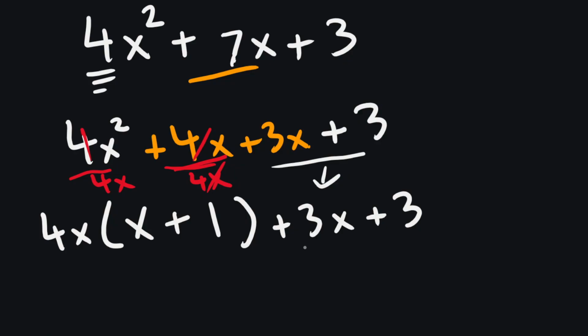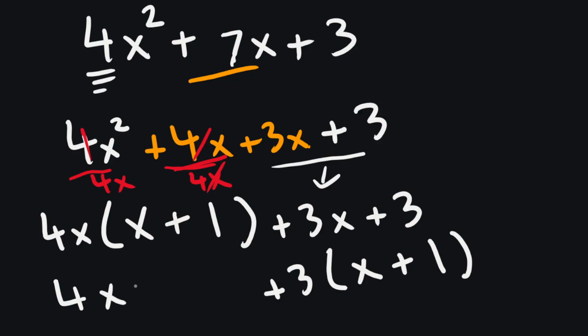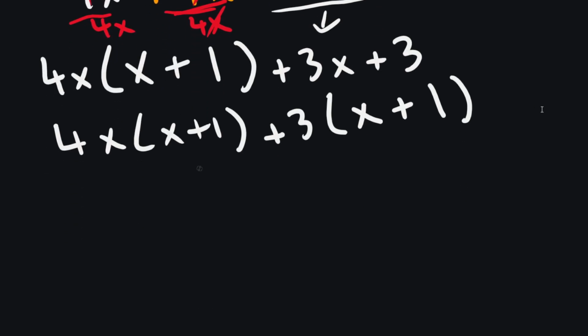And now taking a look at these last two terms of the polynomial, we have a 3x and a positive 3. We can actually factor a 3 out of both of them. The greatest common factor of 3x and 3 is simply 3. So plus 3 times, in parentheses, what's 3x divided by 3? That is x. And what is 3 divided by 3? That is 1, so plus 1. Let's write the rest of this down: 4x times x plus 1 plus 3 times x plus 1 in parentheses.